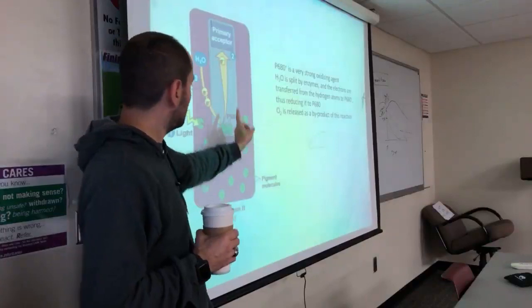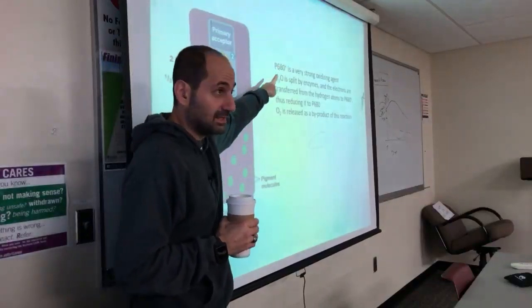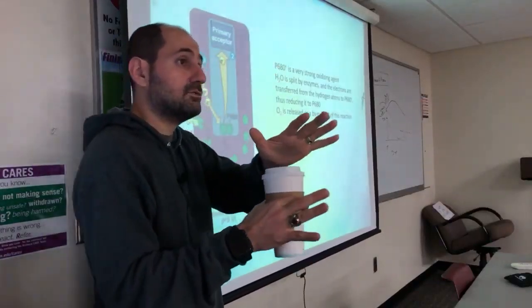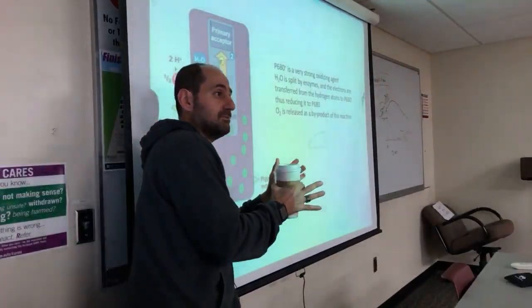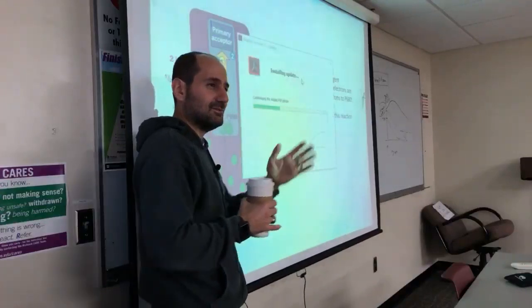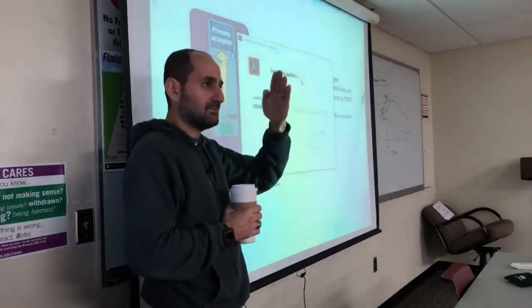When it loses its electrons, it becomes P680 plus. Suddenly it goes from, here, take my electrons, to P680 plus, the most greedy thing in the world. You see, it's kind of like a switch. Does that make sense?